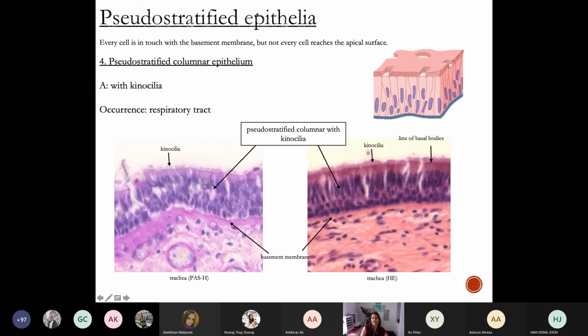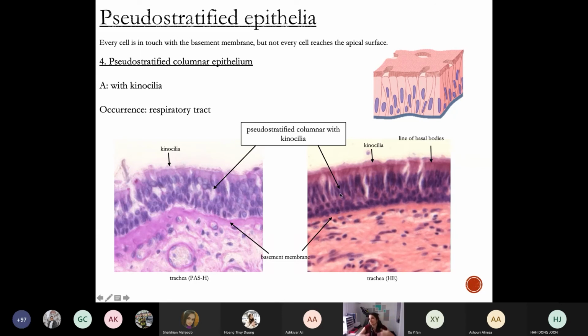Important is that almost all pseudostratified epithelium have some kind of surface projection. And actually this will help you a lot in distinguishing between pseudostratified and stratified epithelia, because on a stratified epithelium we never have any surface projection. On a pseudostratified epithelium we always have some kind of surface projection. Okay, so if you take a look at the picture, then you can see that the nuclei are in many rows. Okay, so in different layers.